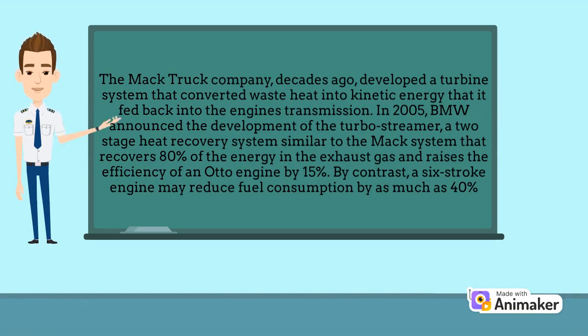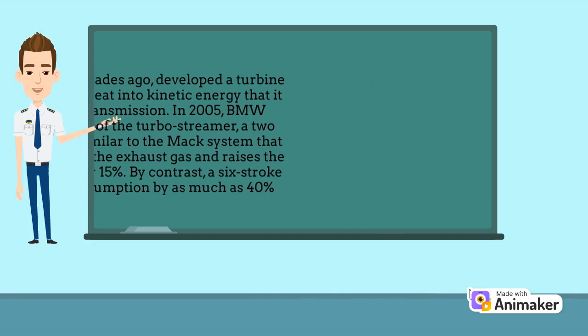In 2005, BMW announced the development of the turbosteamer, a two-stage heat recovery system similar to the exhaust gas turbocharger, that recovered 80% of the energy in the exhaust gas and raises the efficiency of an auto engine by 15%. By contrast, a Stirling engine may reduce fuel consumption by as much as 40%.